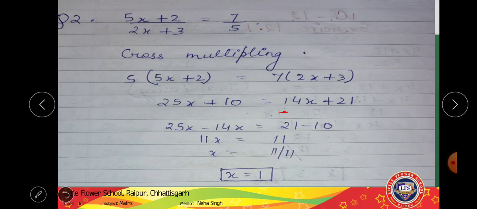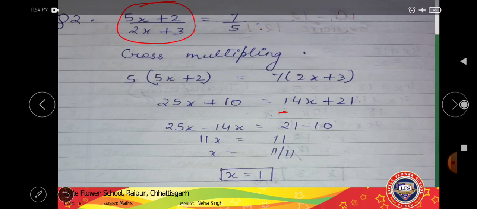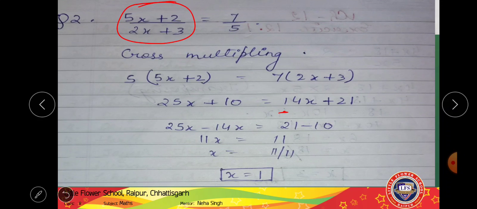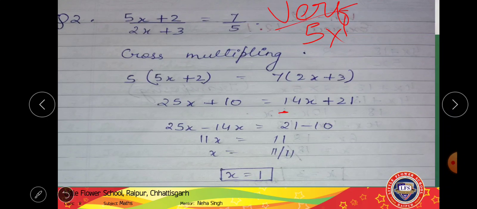For the verification part, you will put x as 1 in this equation. Let me solve and show you. This is the verification part, okay? You are going to solve it yourself after this. For one more question I am explaining.